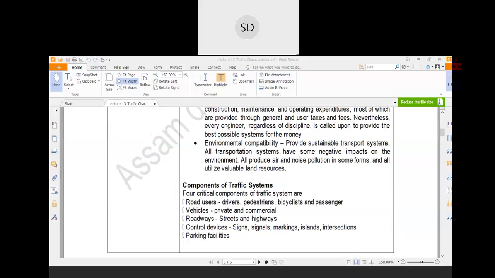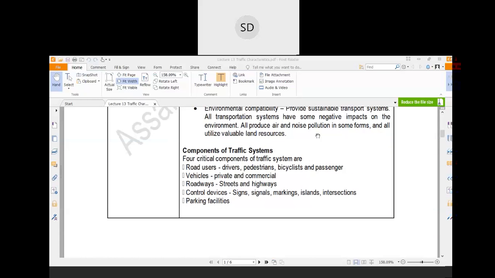Now, environmental compatibility. This can be provided using sustainable transportation. Okay, all transportation systems have some negative effect, but we need to think about a comparative study of which field of transportation has much less impact on the environment. In this way, we have to make our transportation system a sustainable one.